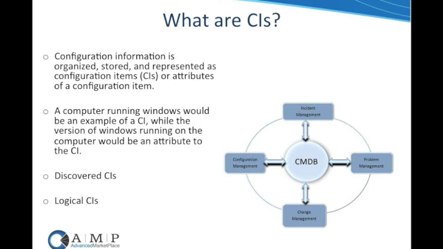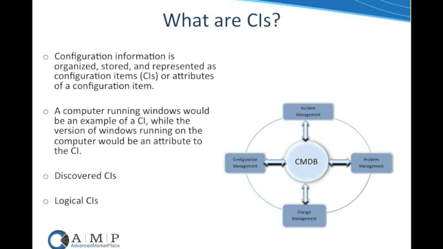The information stored in a CMDB is organized and represented as configuration items or attributes of configuration items. Configuration items are usually referred to as CIs. The diagram on the right shows the CMDB as being the center of incident, problem, and change management. This makes sense because most incidents, problems, and changes relate to computers, which happen to be stored in the CMDB as CIs.